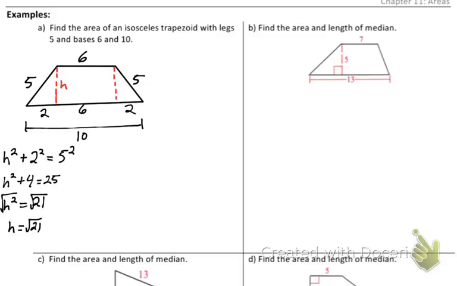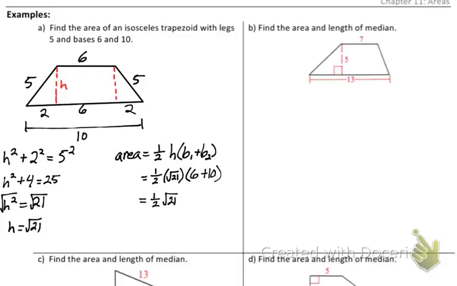And if we recall our formula, we have area equals half my height times base 1 plus base 2. Plug in the information we know. We have half of height. Height is square root of 21, times b1 plus b2. b1 is 6, b2 is 10. So we have 6 plus 10. That's going to give me 1/2 square root of 21 times 16.